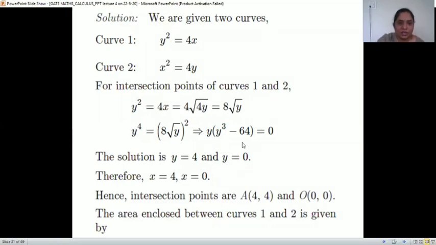So if y is 0, x is 0. And if y is 4, in any one of the equations you can put it. If y is 4, x square is 16, that is x is 4. Right? So the points of intersection are (0, 0) and (4, 4).